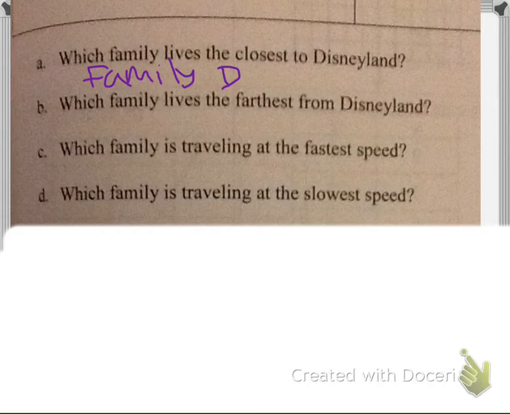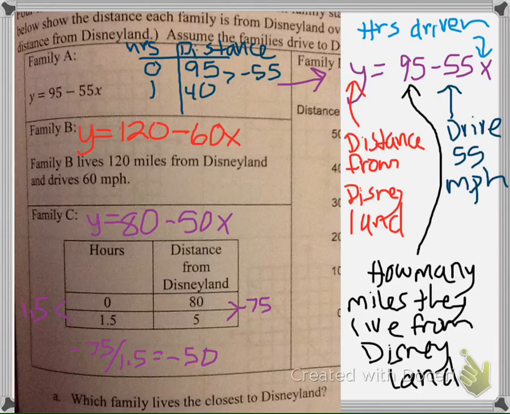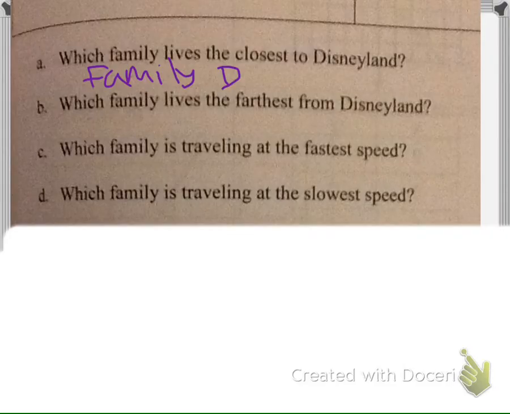Okay, which family lives the farthest from Disneyland? So looking back at our equations, 45, 80 miles away, 120 miles away, and 95 miles away. So 120 miles away is the farthest. So that was family B.